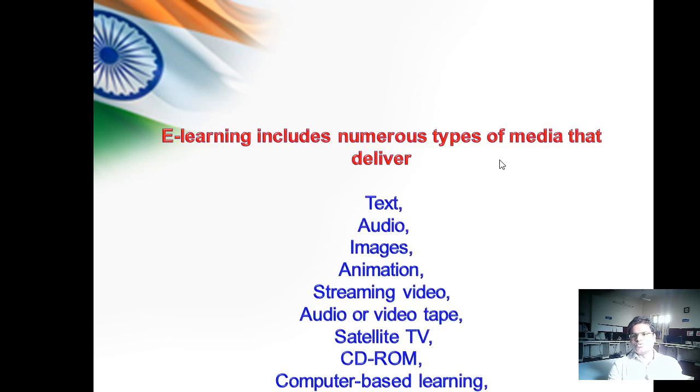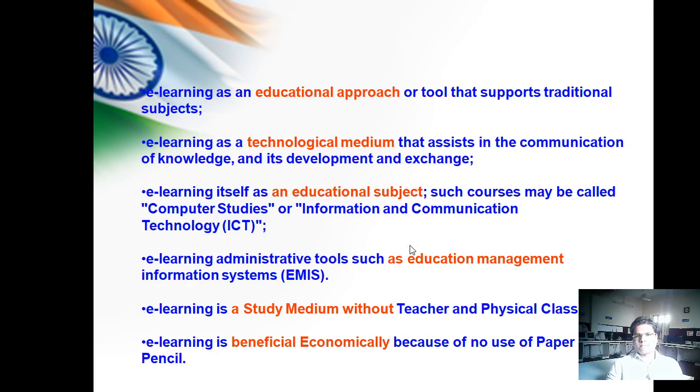E-learning includes numerous types of media that deliver text, audio, images, animation, streaming video, audio or video tape, satellite television, CD-ROMs and computer-based learning. Means e-learning includes if the text is there, if the audio form is there, images are there or satellite TVs are there, it comes under e-learning, and these are nothing but the types of media.